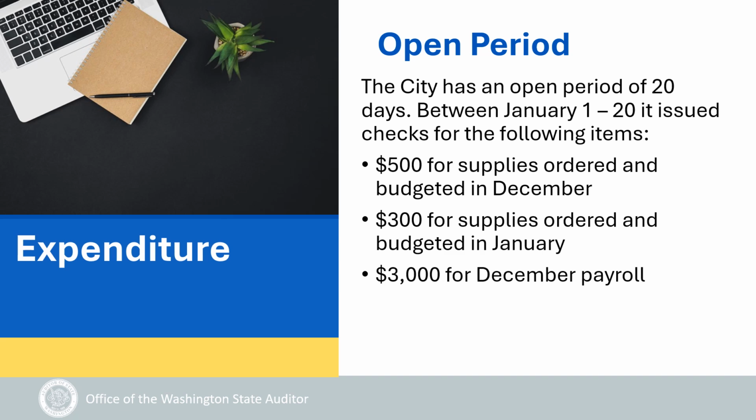Let's discuss a few transactions that may occur during this time frame and what fiscal year each of those should be recorded in. The first transaction is an order of supplies for $500 that was ordered in December and budgeted in December. The second transaction is another supplies order, this one for $300, and was made in January and budgeted for January. And finally, we have a check issued for $3,000 to cover December payroll. Note that the first transaction and the third transaction are for December activity and therefore are expenditures of December. That supplies purchase of $300 did occur in the 20-day open period, but it was an order in January and therefore is reported as an expenditure of January.